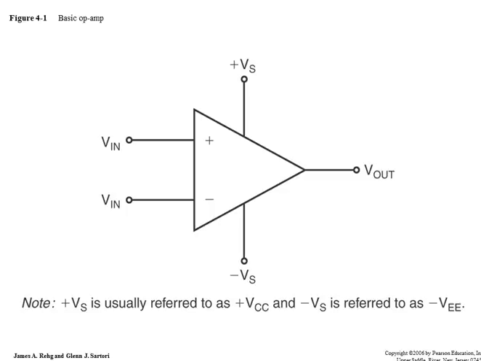Okay, well, we're in Chapter 4, and we're going to be talking about operational amplifiers. Now, an operational amplifier will have some voltage in. The voltage in can be on the positive side or the negative side, and some voltage out. It has voltages supplied to it, a plus voltage and a minus voltage.